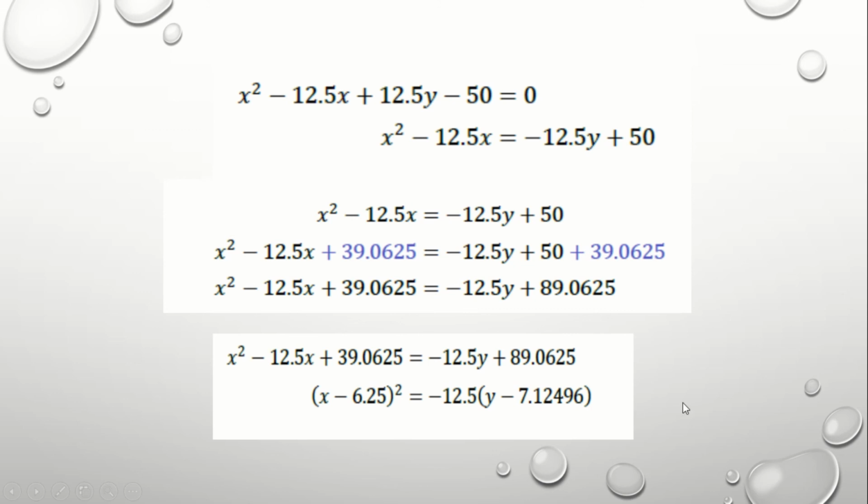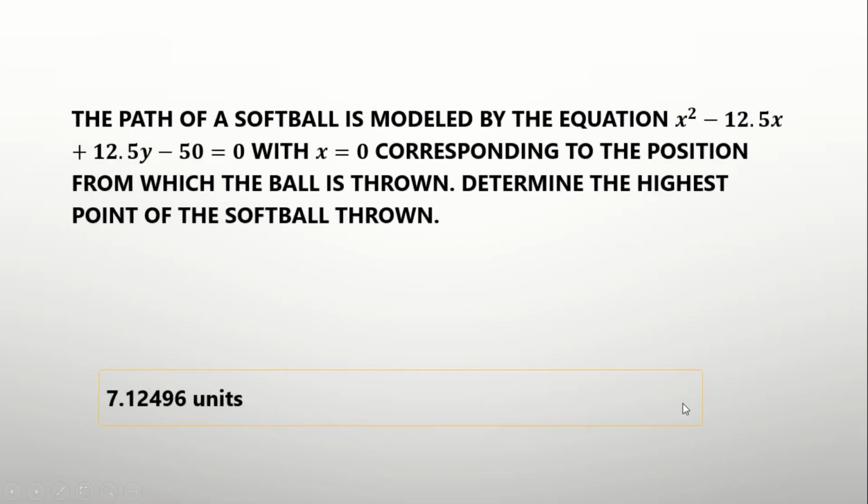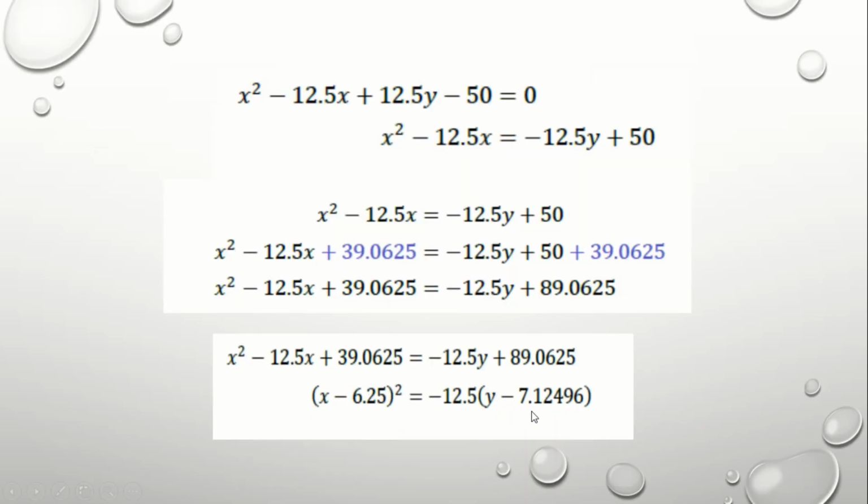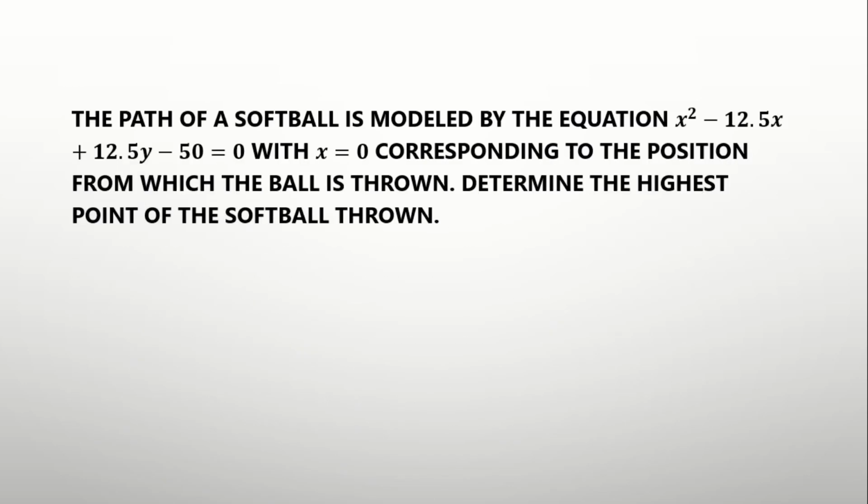Therefore, the height of the softball, the y coordinate of the vertex, hence the highest point of the softball thrown, is 7.12496 units, because 6.25 is less than 7.12496. What we are looking for is the highest point. That is why we choose the y coordinate, which is 7.12496.